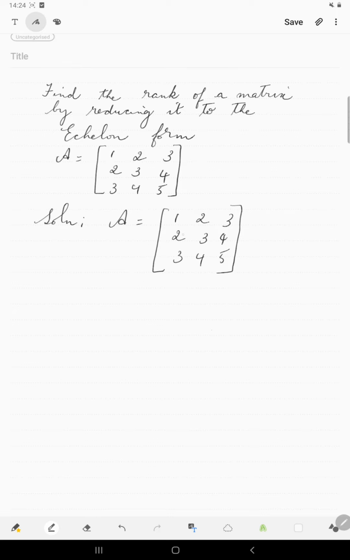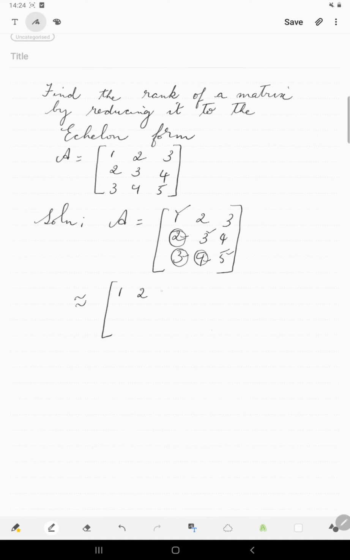I told you that in an echelon form, this number should become 0, this number should become 0. That is, below the first row, first column element, everything should become 0. This is your second row, second column element. Below this, this should become 0. This is your third row, third column element. But then there is nothing, no elements below 5, so you don't have to worry. Now how are you going to make these numbers 0? That is by using the row transformations.